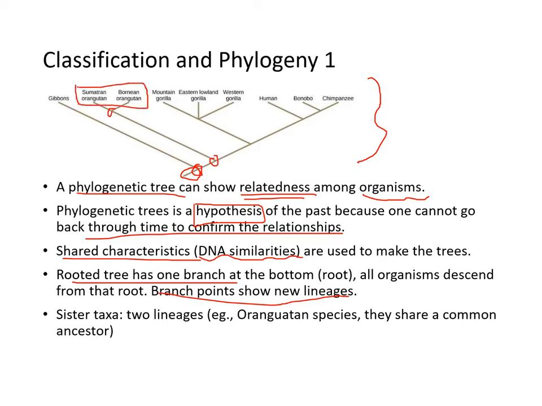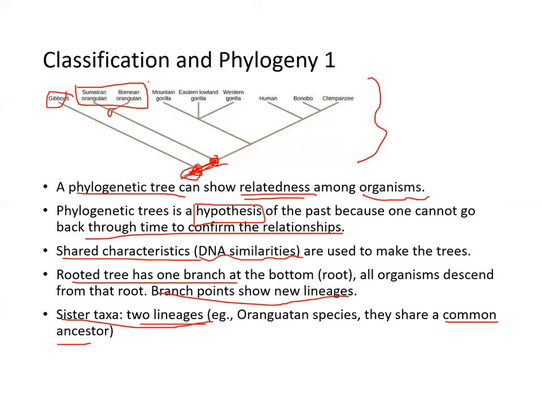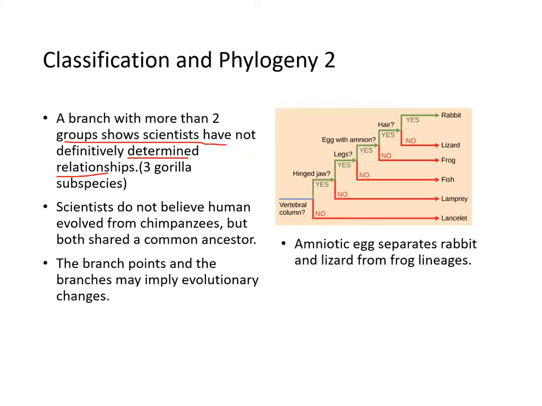That suggests that the Bornean orangutan branched off of the Sumatran orangutan. Those two branched taxa, the orangutan species, share a common ancestor, which is what this organism is. And gibbons branched off of the same common ancestor. A branch with more than two groups shows that scientists have not definitively determined the relationship. That's shown by the three mountain gorilla species here. Also, scientists do not believe humans evolved from chimpanzees, but they may have shared a common ancestor.